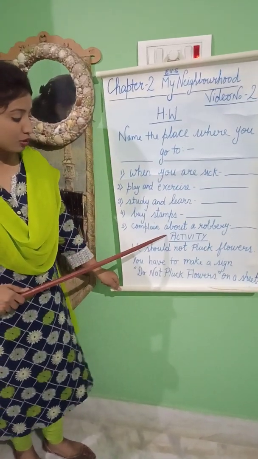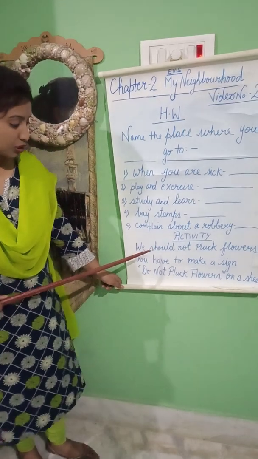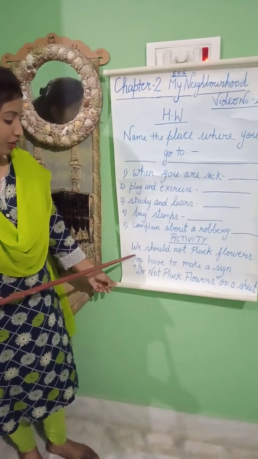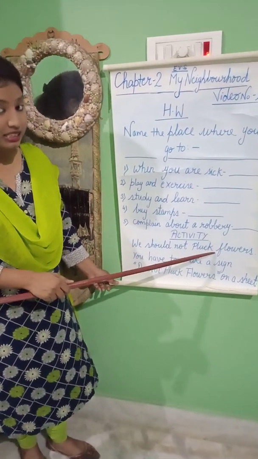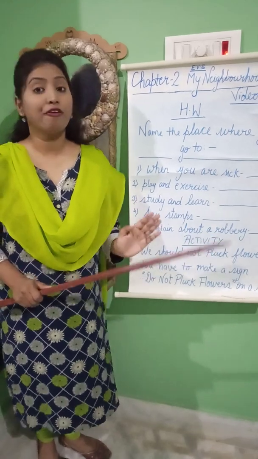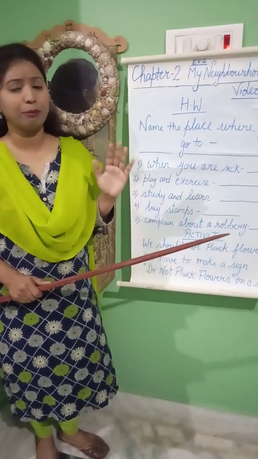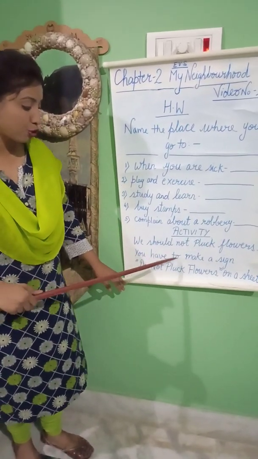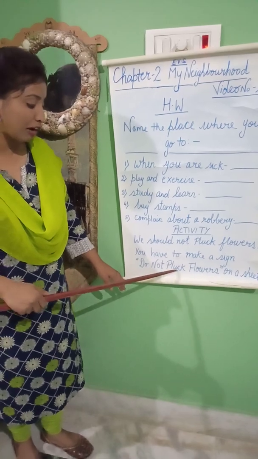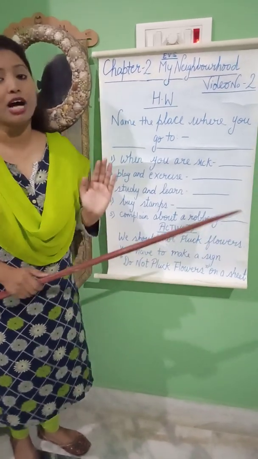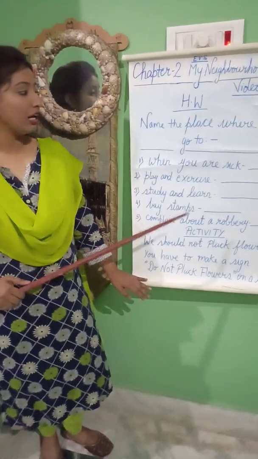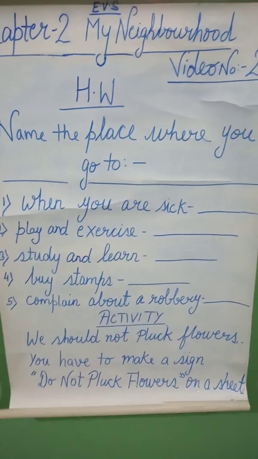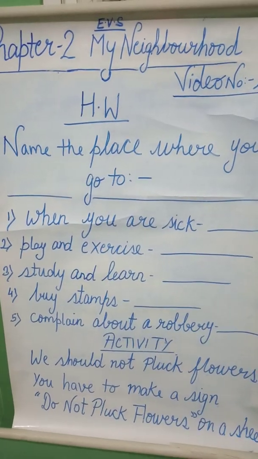Okay. And there is also a small activity. What is the small activity? By doing this activity, you can take the help of your parents. We should not pluck flowers. Yes, it is absolutely correct that we should not pluck flowers, because the plant will not look good without the flowers. So we should not pluck flowers. You have to make a sign, Do not pluck flowers, on a piece of chart paper. Okay? Understood? Now children, please note down clearly so that you can do it as homework.